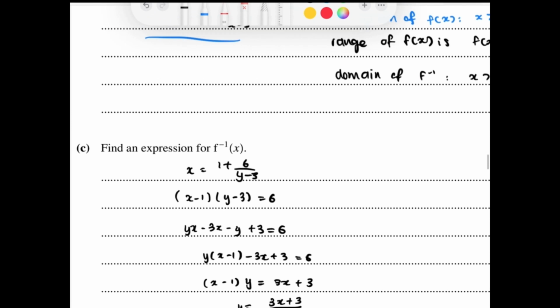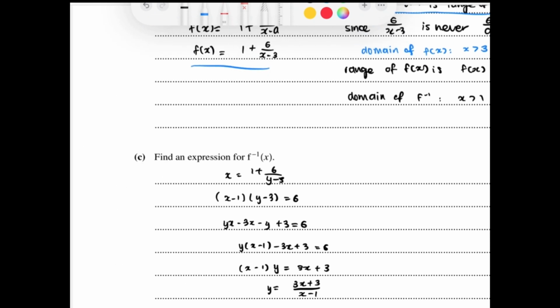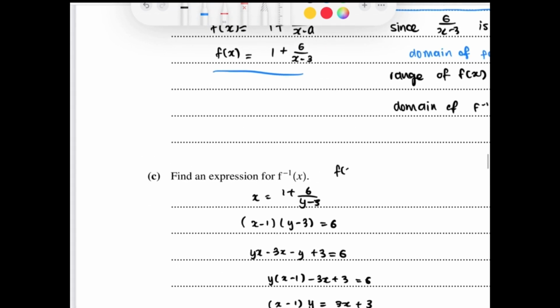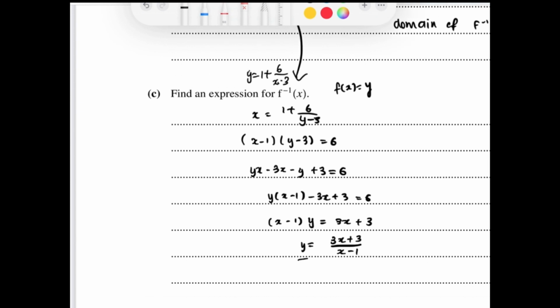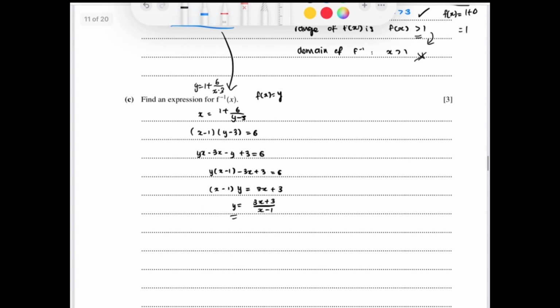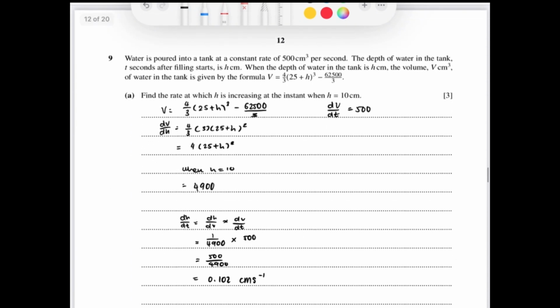So finding an expression for f inverse of x, this is just my way. What I do is I substitute y as x and x as y. What I mean is f of x is y, and then my x is x, right? So if you look here, the normal equation would be y equals 1 plus 6 over x minus 3. However, I changed my y into x and x into y, and you just solve from there and try to make y your subject, and that's what you get.